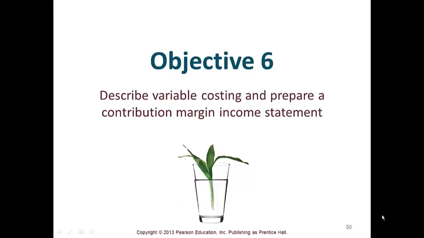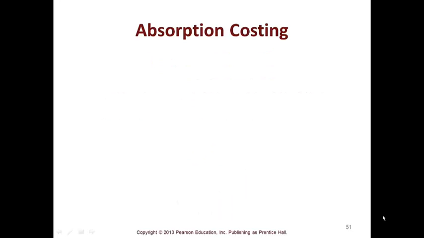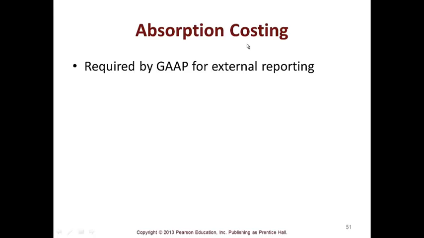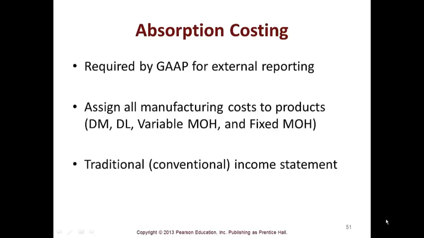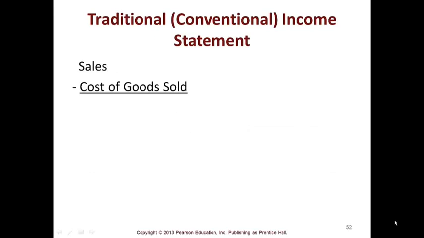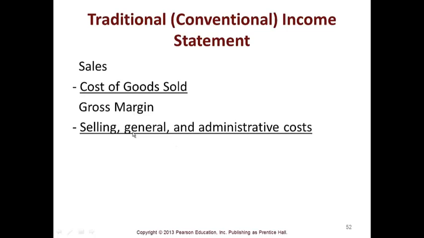Objective 6 describes variable costing and prepares a contribution margin income statement. You might have learned contribution margin in financial accounting. There's also the term absorption costing. It's required by GAAP for external reporting. It assigns all manufacturing costs to products: direct labor, variable manufacturing overhead, direct materials, fixed manufacturing overhead, all those terms we just learned about in previous chapters.